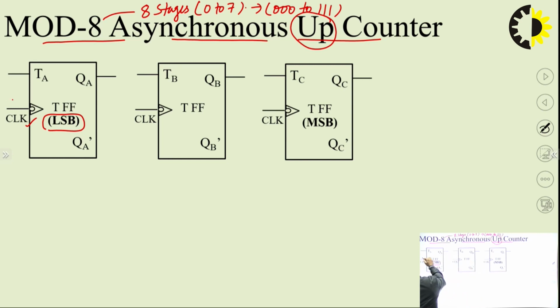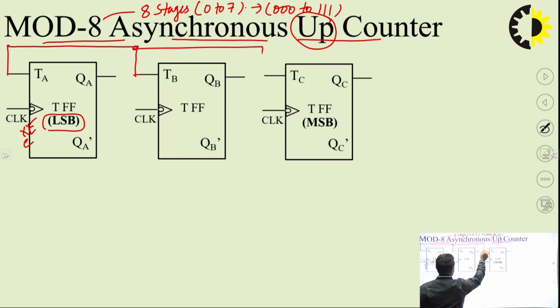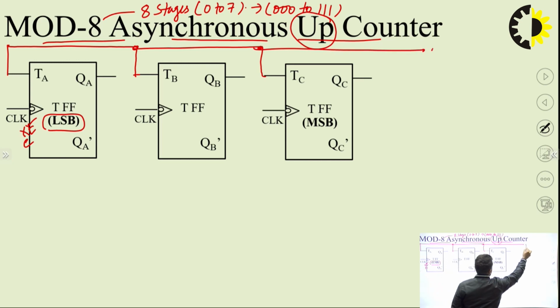So here I will provide my external clock. External clock will be provided here. All T inputs are to be connected to 1. So first I am connecting them together, and then this point can be connected to a common point, which is providing logic 1.